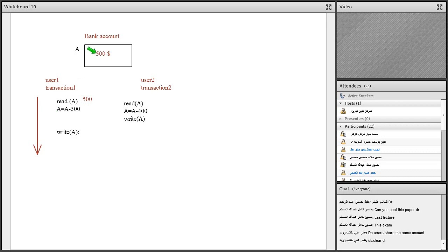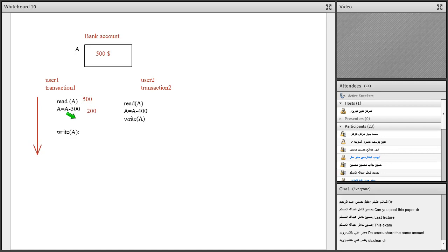Here it reads A and brings it to the working area, working memory, a private memory for this transaction. So this 500 is on the hard disk, for example, and transaction 1 just reads the amount and brings it to the main memory, the RAM, in a variable. It computes this one, 200.